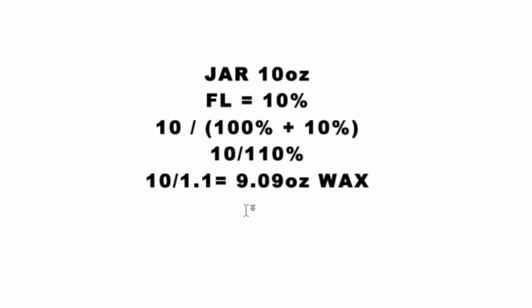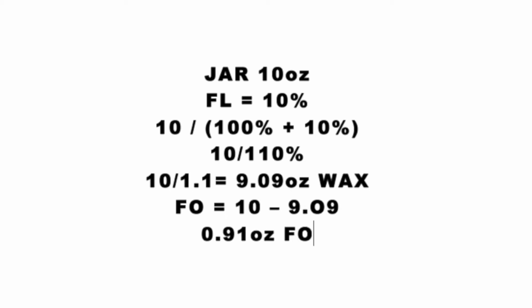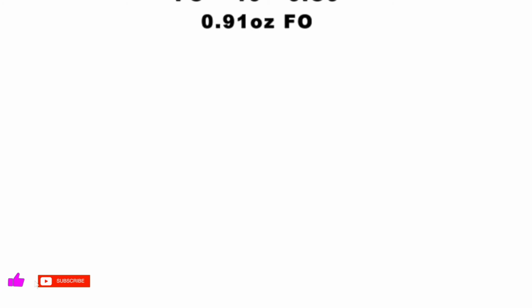Now, finding how much fragrance oil you need after finding your wax is super easy. You have a 10-ounce jar and you already know that your wax is 9.09 ounces of that 10 ounces. So what you want to do is subtract that from 10, which is 10 minus 9.09, and our fragrance oil would be 0.91 ounce. So this is our fragrance oil. I hope it is very, very clear. Otherwise, we can just go ahead and repeat it again.